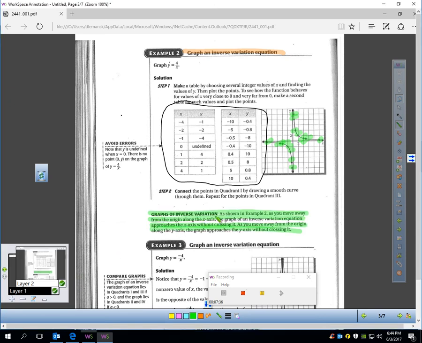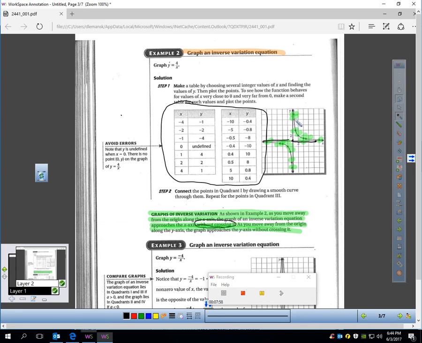Graphs of inverse variation equations. This example shows you that as you move away from the origin along the x-axis, so in other words, here's the origin, as you get farther to the right or left, you'll see that this curve keeps on getting closer and closer to the x-axis. But it says it will never cross it.